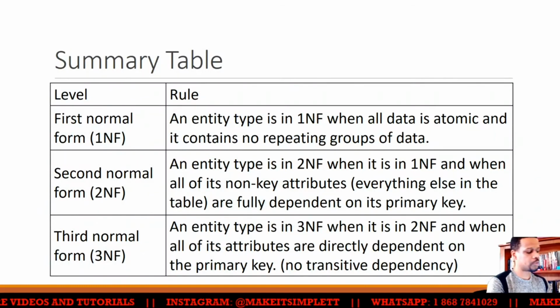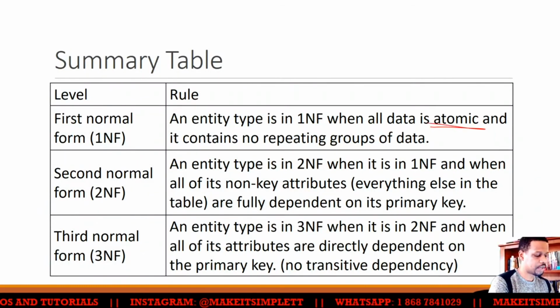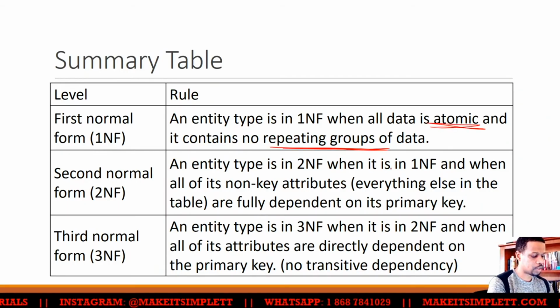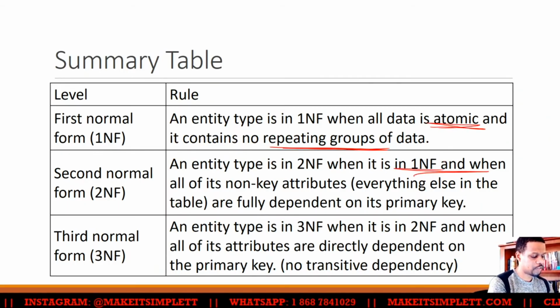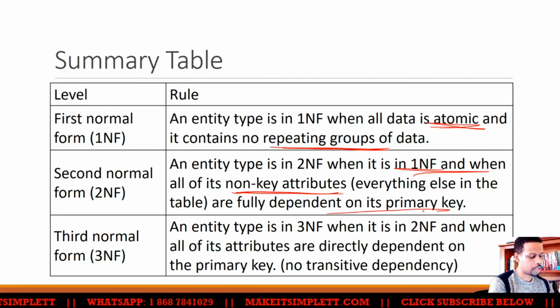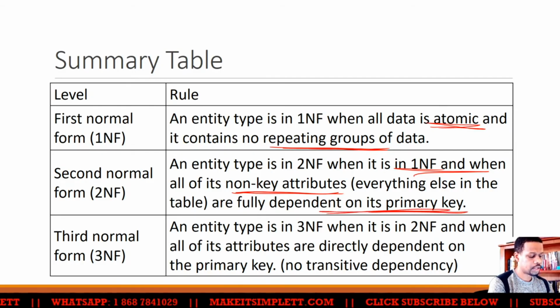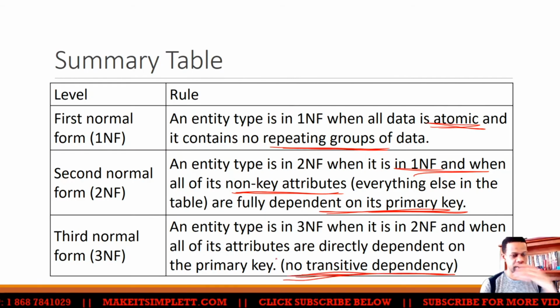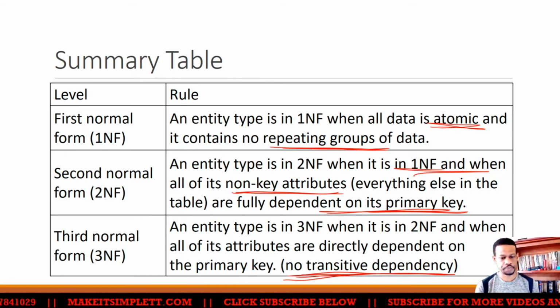So first normal form rules: data is atomic, no repeating groups of data. Cool, 2 marks. Second normal form: when you're in first normal form and all of its non-key attributes are dependent on the primary key. Third normal form is when you don't have any transitive dependencies, meaning they all cascade.